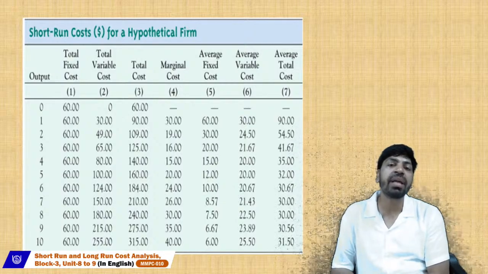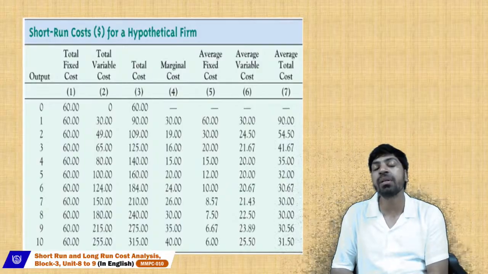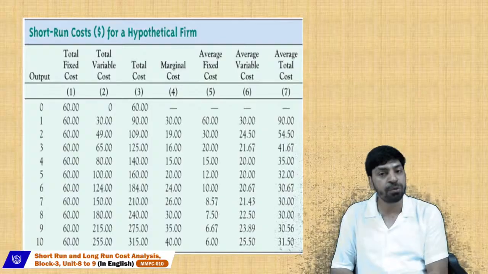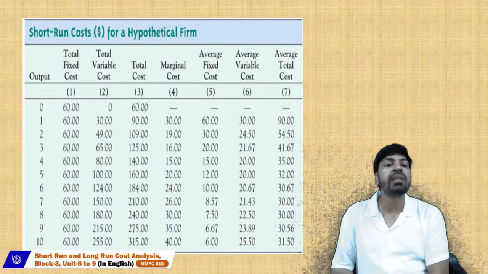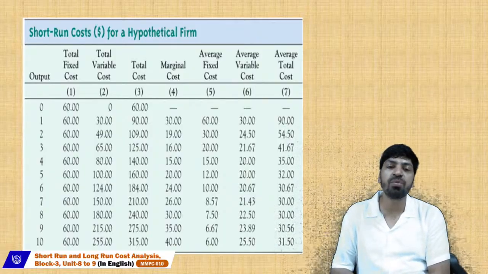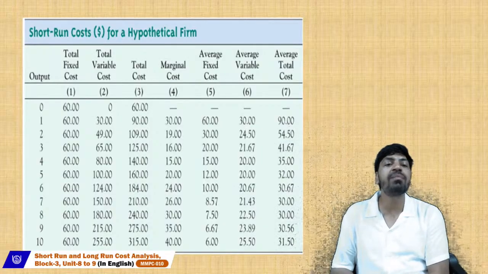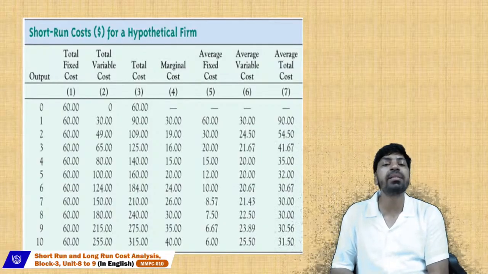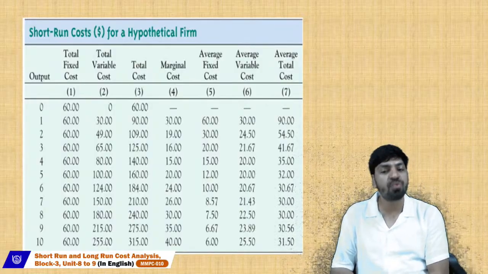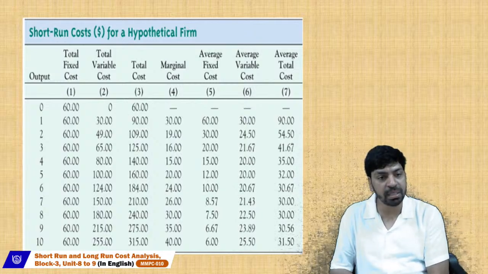Now we need to calculate the average variable cost. Now how to calculate the average variable cost? The formula is total variable cost divided by level of output. So that means 30 divided by 1 is 30, 49 divided by 2 becomes 24.50, 65 divided by 3 is 21.67, 80 divided by 4 becomes 20, 100 divided by 5 becomes 20.